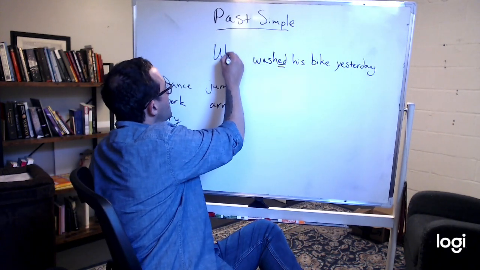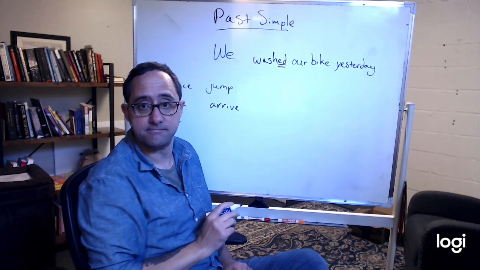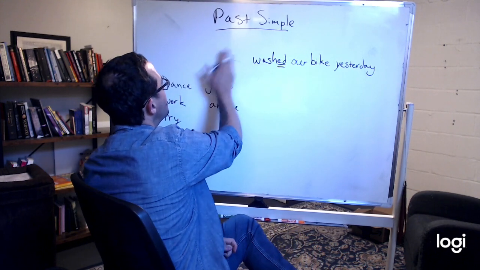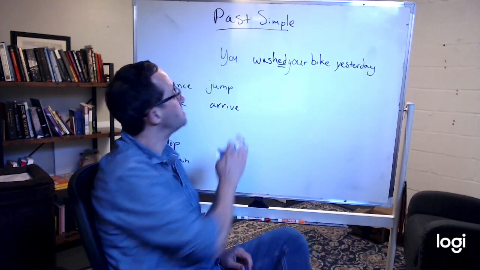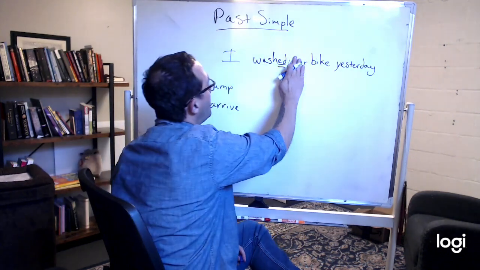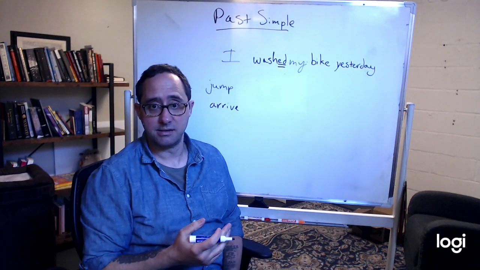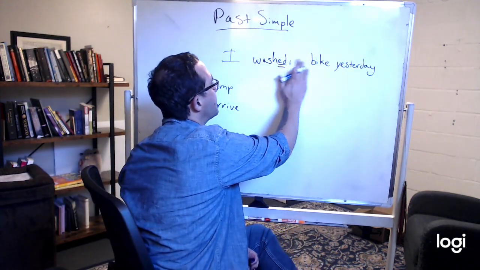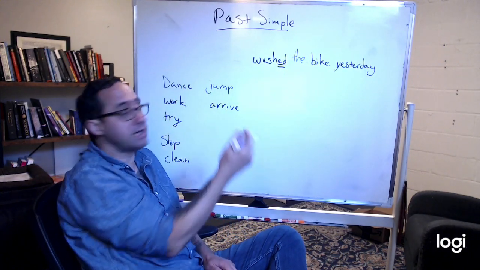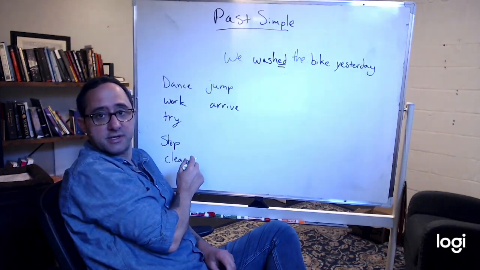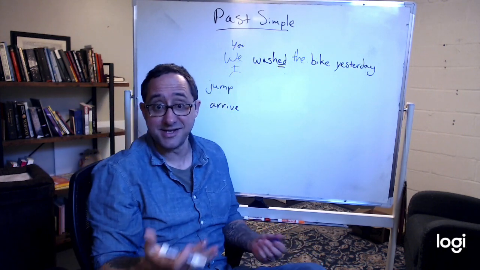Okay, let's change this to we. We washed our bike yesterday. How about you? You washed your bike yesterday. I washed my bike yesterday. It would be the same if, let's say, the bike. Now all I have to do is change the subject and it's all the same. We washed the bike yesterday. I washed the bike. You washed the bike. It's very simple, right? It's great.